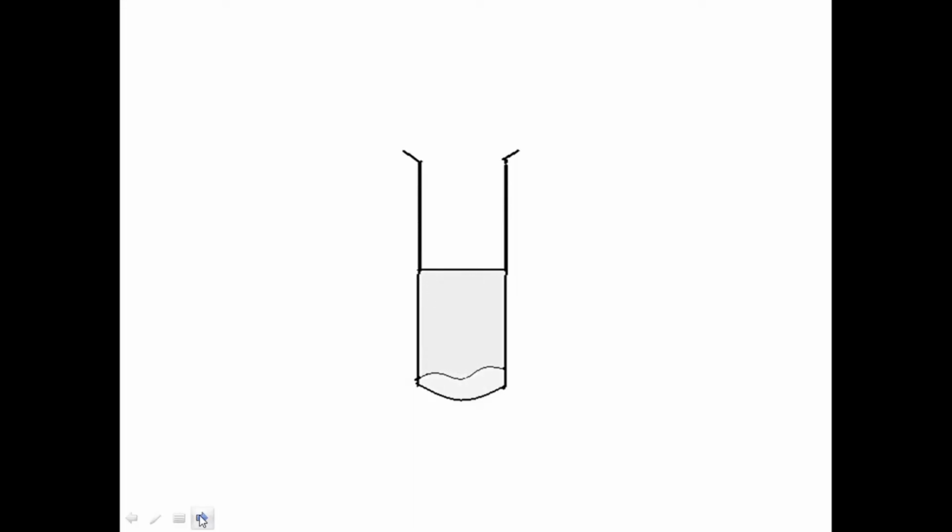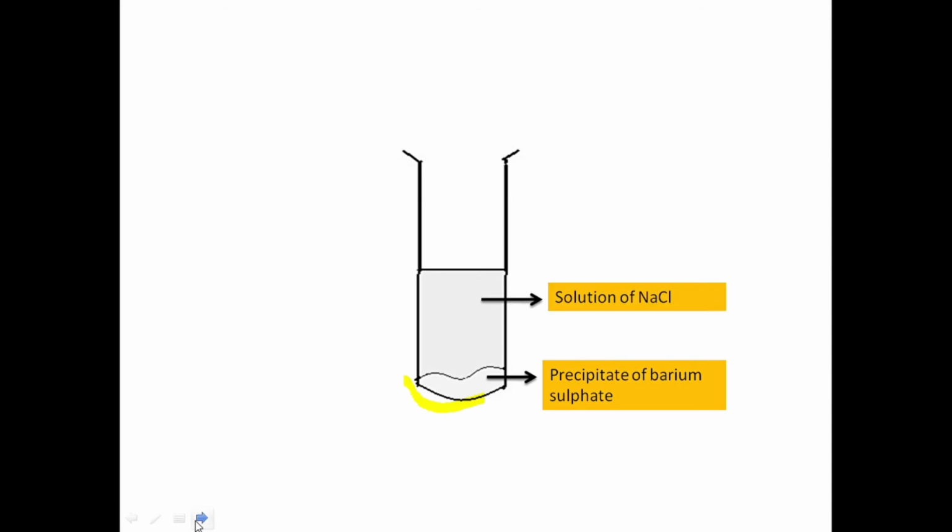Guys, we observe that a white solid precipitate is formed, which is barium sulfate. It is settling down at the bottom of the test tube. Above the residue you see a solution, and it consists of another compound which is NaCl or sodium chloride. That means these two are the products of the reaction. Let's see how the reaction goes.